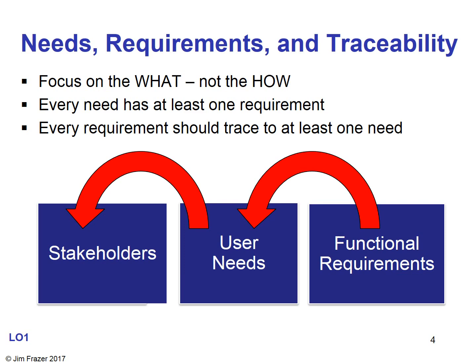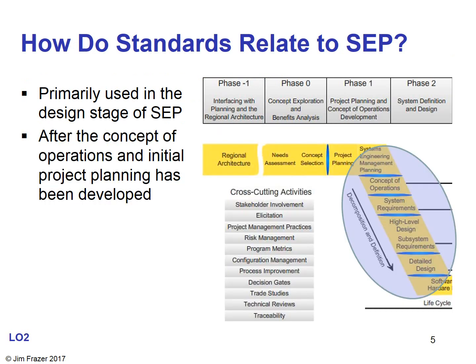Next, let's examine the value and role of standards within the systems engineering process. Standards are primarily used in the design stage of the systems engineering process after the higher level activities, such as user needs assessment and the concept of operations, have been developed. Remember too, that standards can also provide critical user operational needs as well as interface requirements during the project definition stage.